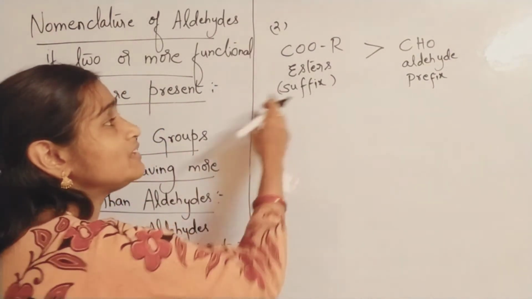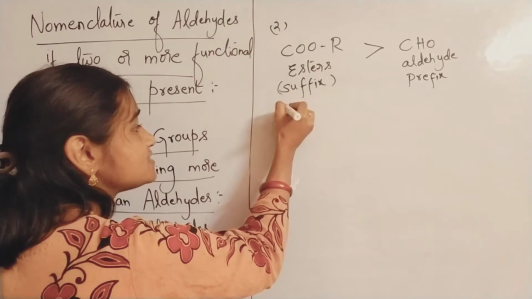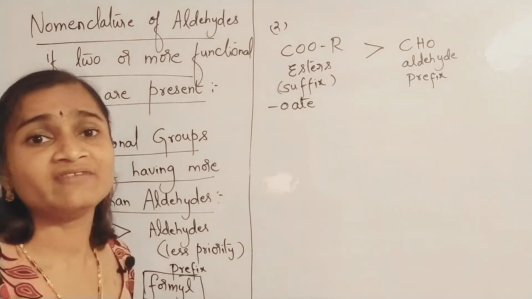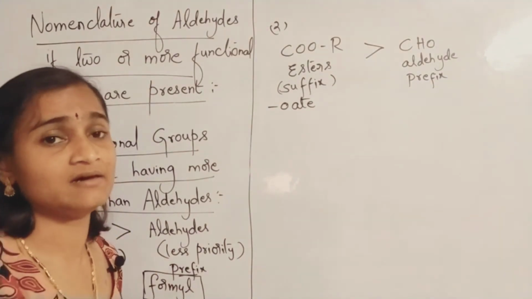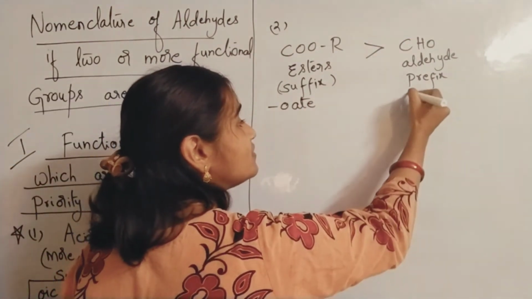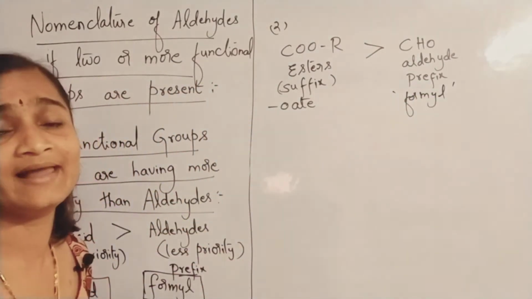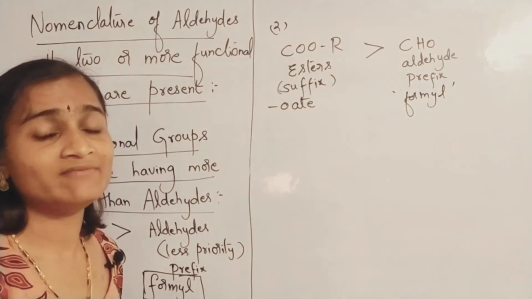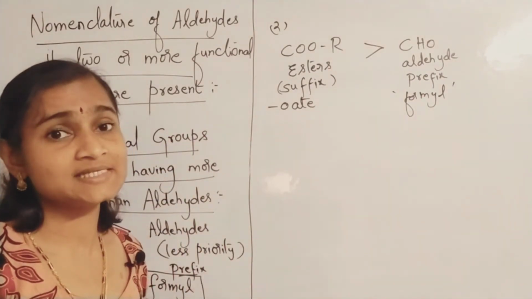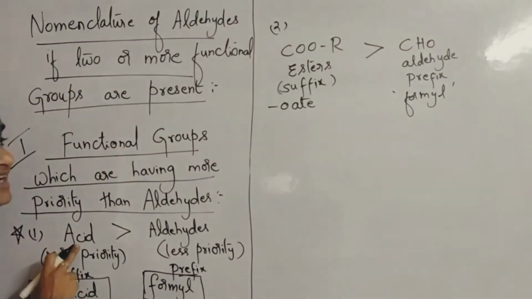Please remember. So what will be the suffix which is generally given to esters? For esters, the suffix will be OAT. Please remember the word OAT. We'll see the examples, then you will understand it better. OAT is the suffix given to the compound, and in such case, for aldehydes you have to give prefix. What will be the wording for prefix for aldehydes? Formyl. Formyl will be the prefix given to aldehyde, and OAT is the suffix given to esters. Esters are having more priority than aldehydes. Acids are having more priority than aldehydes.